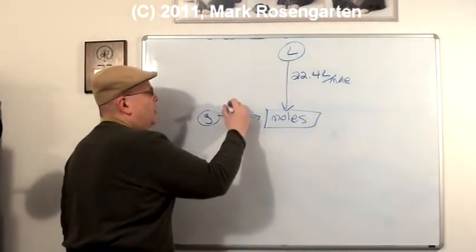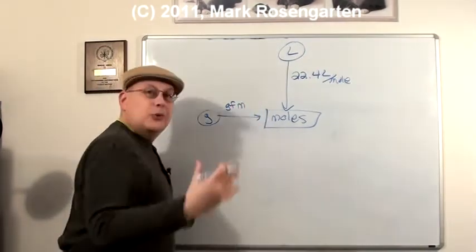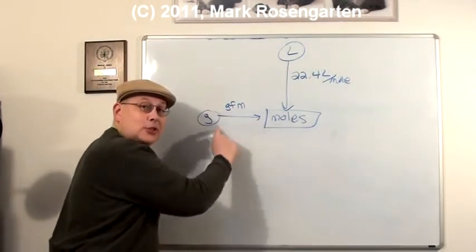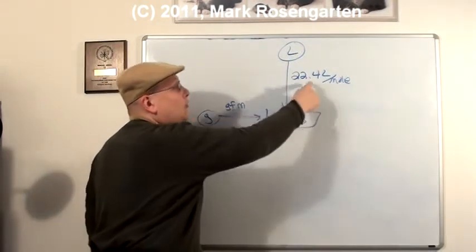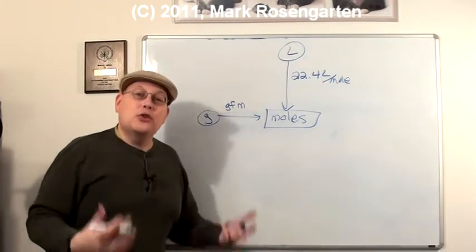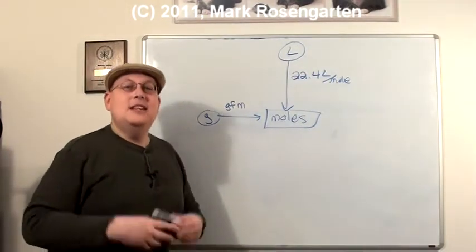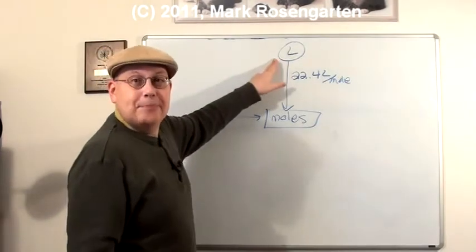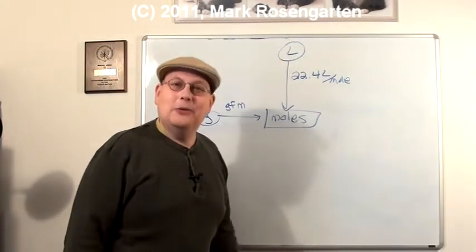Grams will have their gram formula mass, also called their molar mass. You get it? Molar mass converts grams to moles, and molar volume converts liters to moles. Okay, so if you're trying to convert something to moles, you need to use the appropriate conversion factor. And since I had liters, I need to use the conversion factor for liters.